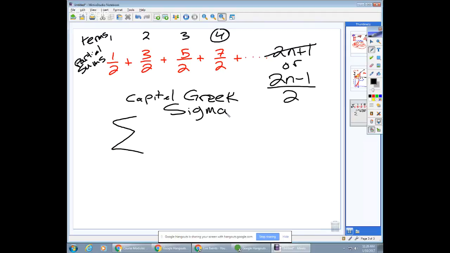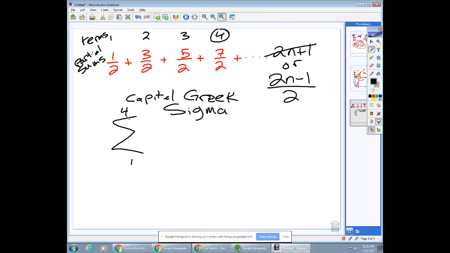N is usually an endpoint in what we're doing, okay? So when you add things up, you need to say where to start. Usually that goes on the bottom. Like start with 1. And then where to end. Like up here, I ended at a 4th term. So what this says is starting with 1, go up to 4, okay?